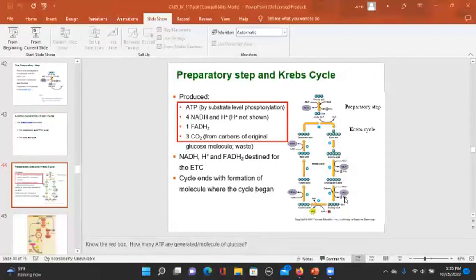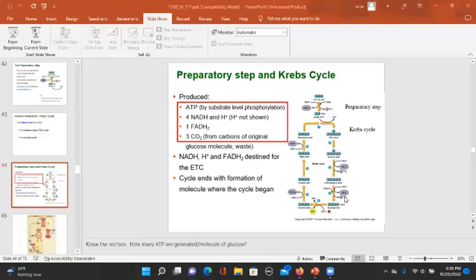So all of the atoms of carbon of glucose are converted into CO2, meaning glucose has 6 carbons. And the preparatory step and the Krebs cycle will generate 3 CO2, but because they run twice per molecule of glucose, we've converted all of the carbons into CO2. Any question about that?